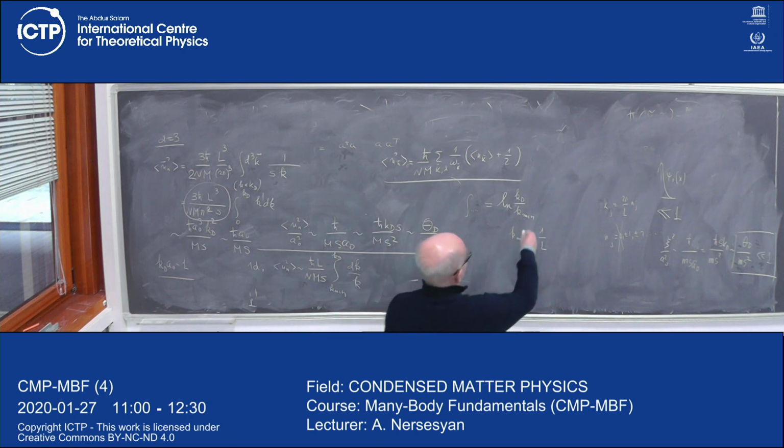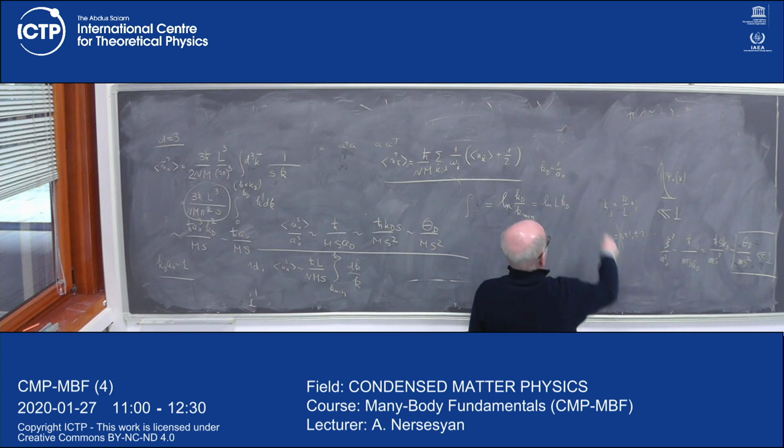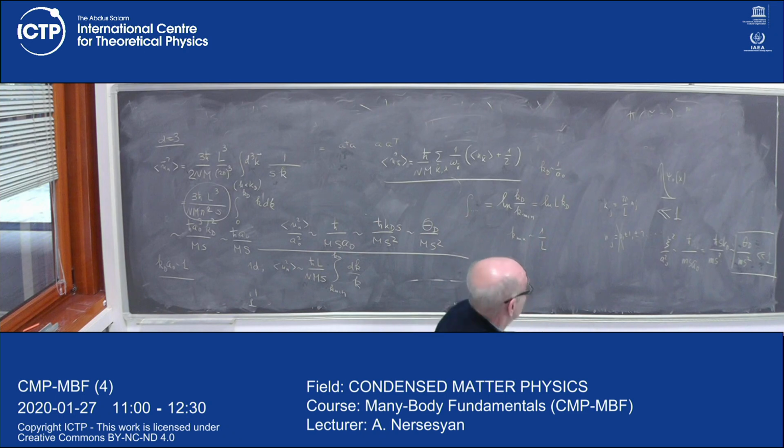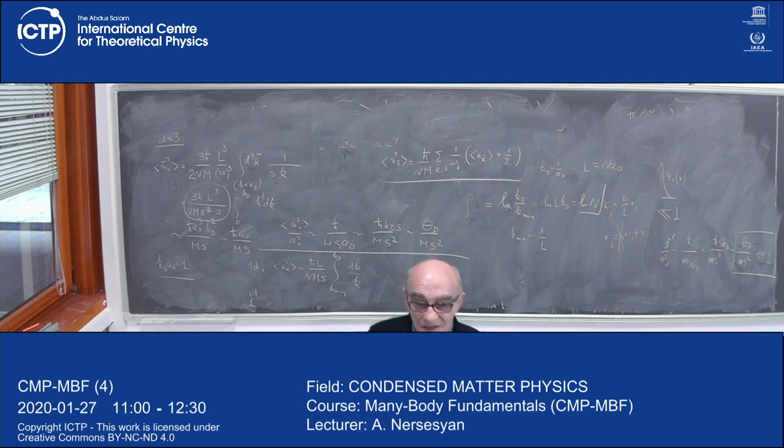Okay, then this logarithm transforms into a logarithm of L k_D. But we remember that k_D by order of magnitude is 1 over a naught, where a naught is the lattice spacing. And we also remember that L is n times a naught. So therefore, it is log of n. This is what it is. It's a logarithm of the number of lattice sites in a given lattice. It's a finite but huge number. Huge. We are still in trouble.